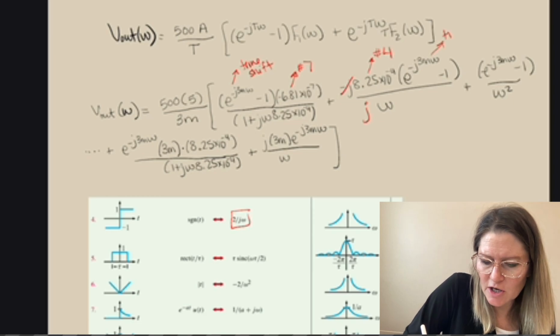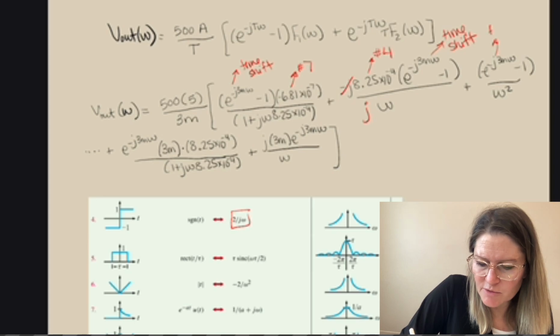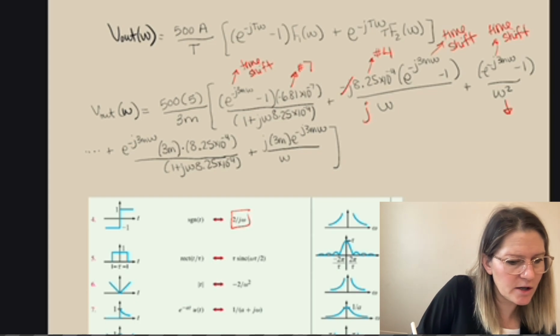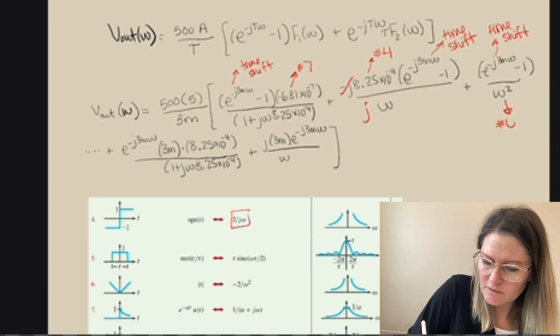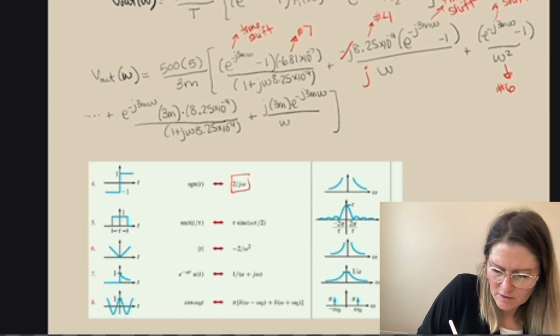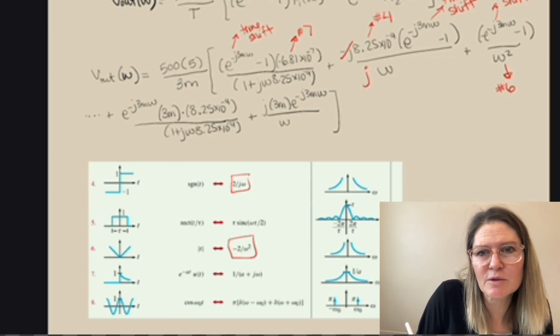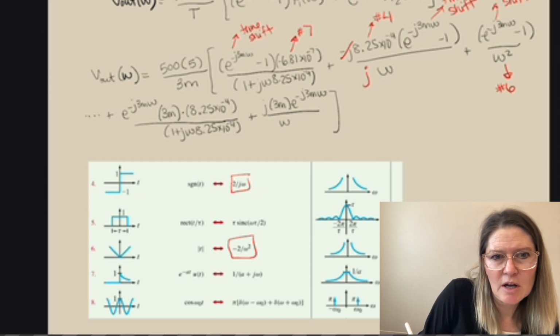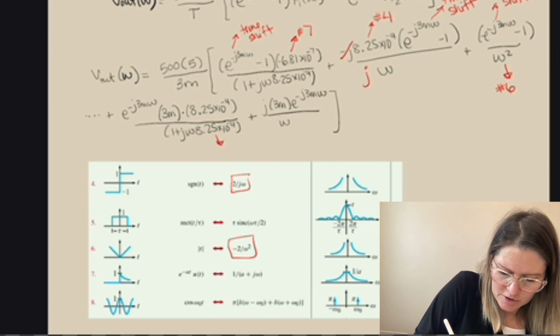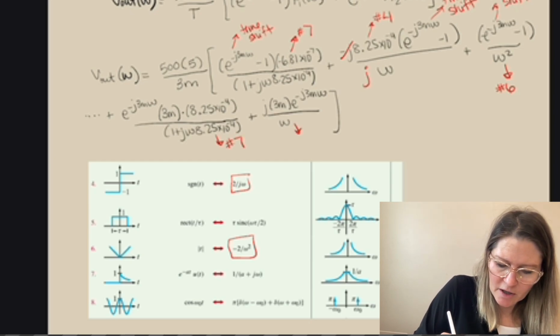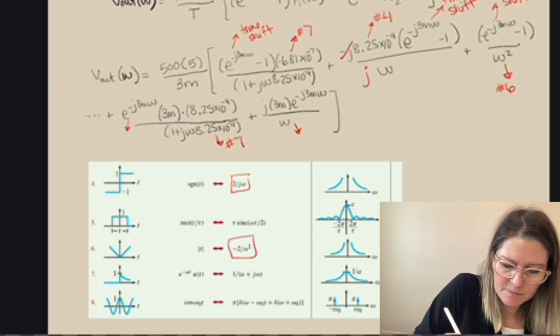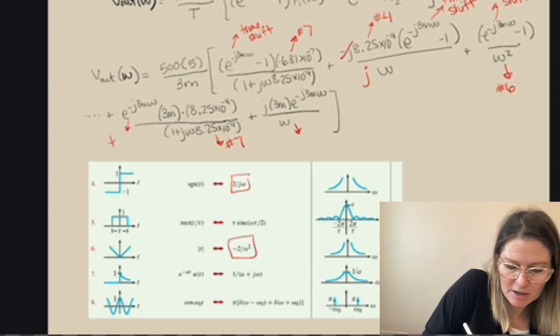This part will be a time shift again. This one's going to be a time shift. And this one at omega squared is going to be number 6, which is a minus 2 over omega squared. So that's number 6 in the table. And then this again is going to be number 7. And that's with a time shift because of the e to the minus j omega.